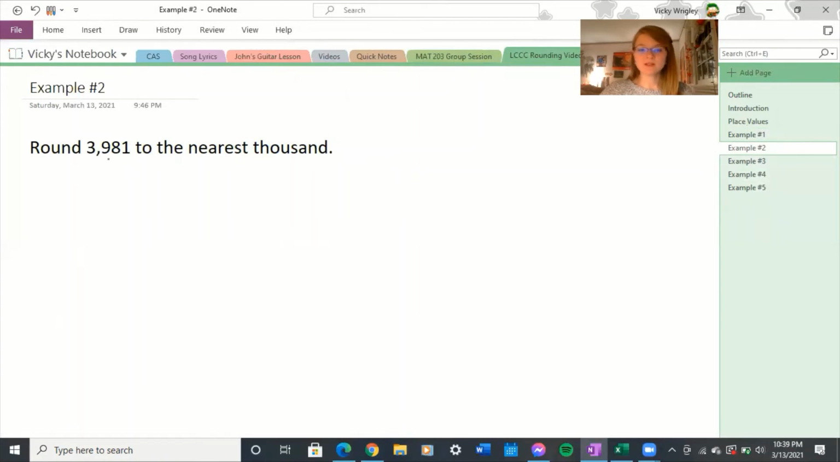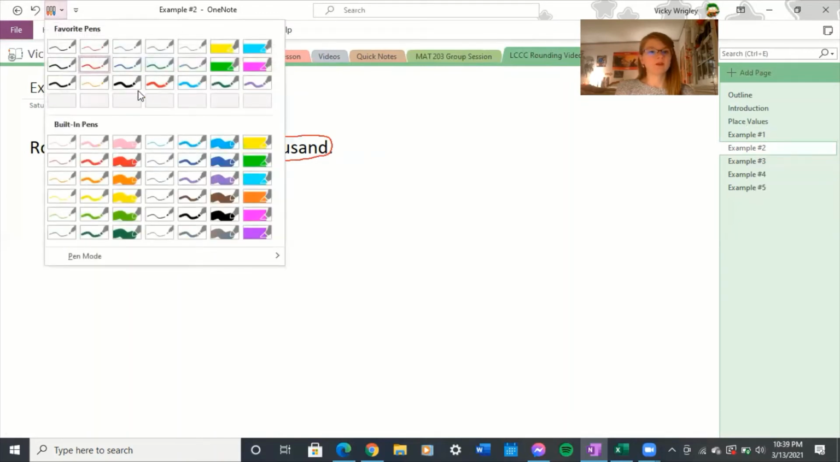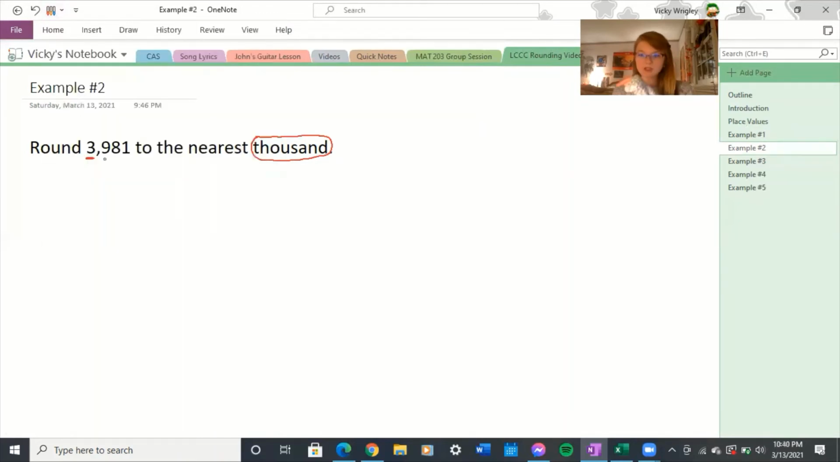Round 3,981 to the nearest 1,000. Thousands are place value. Well, I see a comma here, so I know that the 3 is going to be my thousands place. I'm going to look to the digit immediately to the right, the 9.